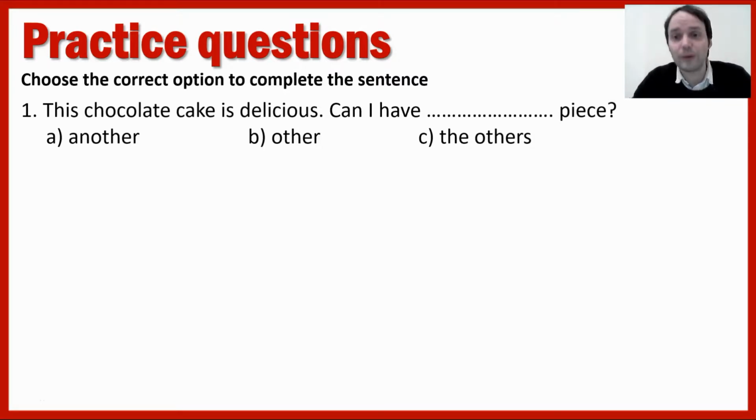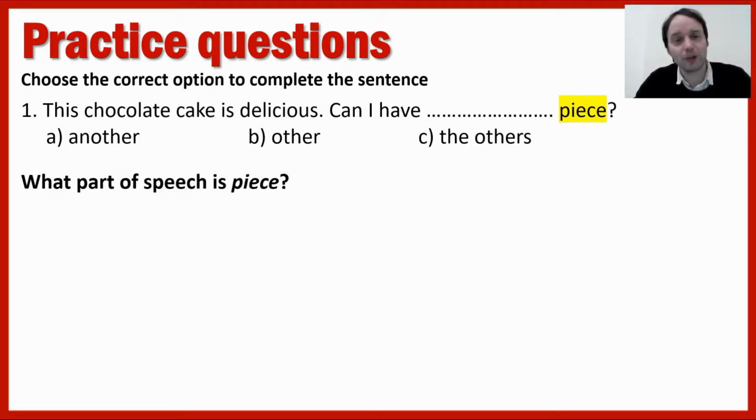All right, the first thing we need to look at is the word after the space. Okay, so that's the word piece. So let's talk about this word a little bit. Okay, what part of speech is piece? Part of speech means, is it a verb, is it a noun, an adjective, an adverb, article, conjunction, pronoun, preposition, these kinds of categories. So piece, of course, is a noun.